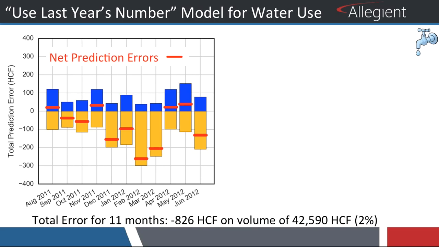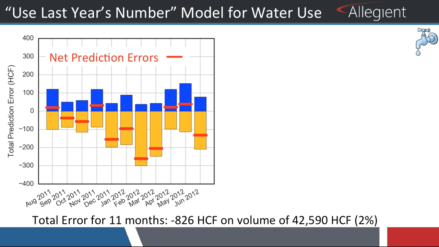We overpredicted just a little bit in August 2011, but then we went through a large period of time, December through May, where we've seriously underpredicted what gets used by the actual network, the actual customers. I add up the net errors, all the red lines, and I end up with a minus 826 HCF of water. And so that seems like a fairly large number, but the total volume is 42,000 HCF. And so it turns out it's only a 2% error.